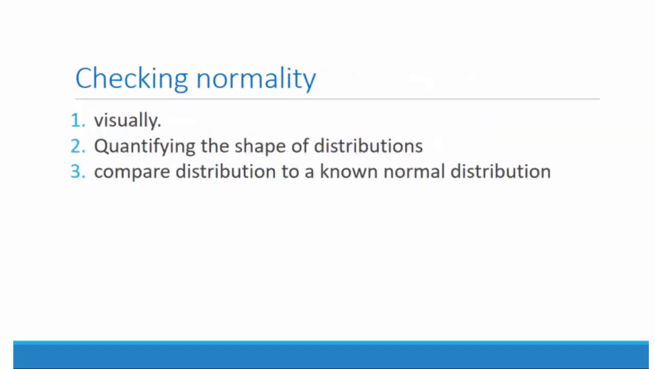Checking normality can be performed visually or by quantifying the shape of the distribution, for example, skewness and kurtosis, and by comparing the distribution to a known normal distribution using the Kolmogorov-Smirnov test or Shapiro-Wilk test.